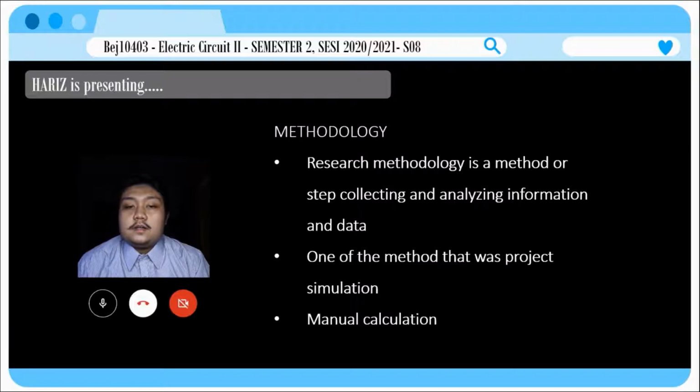I will be presenting the first slide, which is methodology. What is methodology? Research methodology is a method or a step of collecting and analyzing information or data. It is used as evidence to support the conducted research.